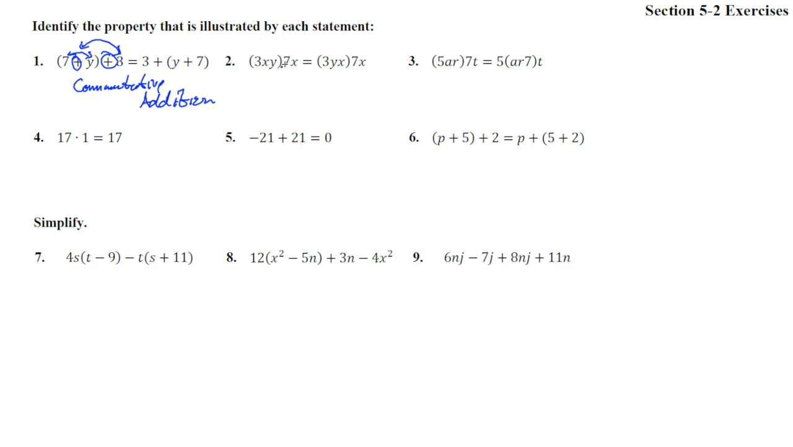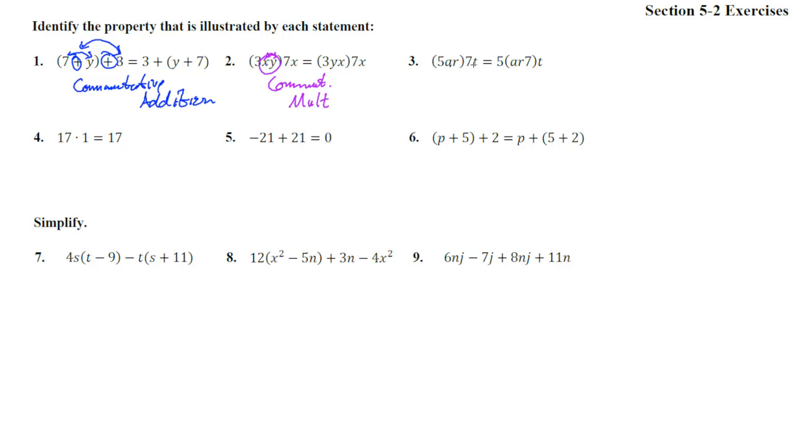Okay, next one. 3xy 7x, 3yx 7x. Oh, that's tricky. Only these two little guys switch places right here. So they switch, so that's commutative. And this time they switched around a multiplication sign, the commutative property of multiplication.